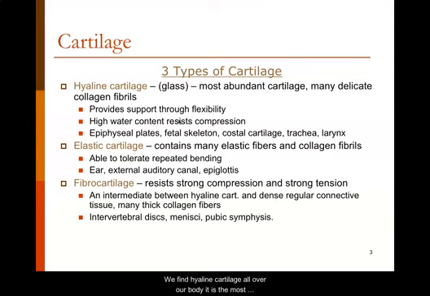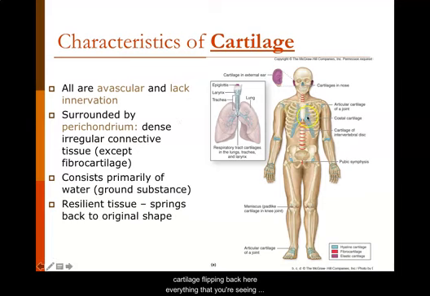We find hyaline cartilage all over our body. It is the most abundant cartilage. Hyaline cartilage is found in our nose. Hyaline cartilage forms the rings in our trachea and in our larynx, all the way down into our bronchi, the tubes inside of your lungs. Hyaline cartilage is connecting all of our ribs to our sternum. That's referred to as the costal cartilage. Flipping back here, everything that you're seeing highlighted this light blue color is hyaline cartilage.